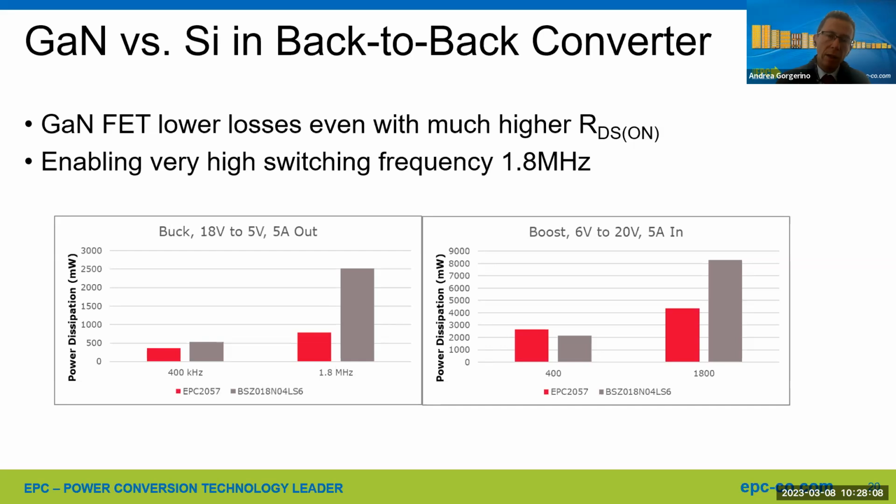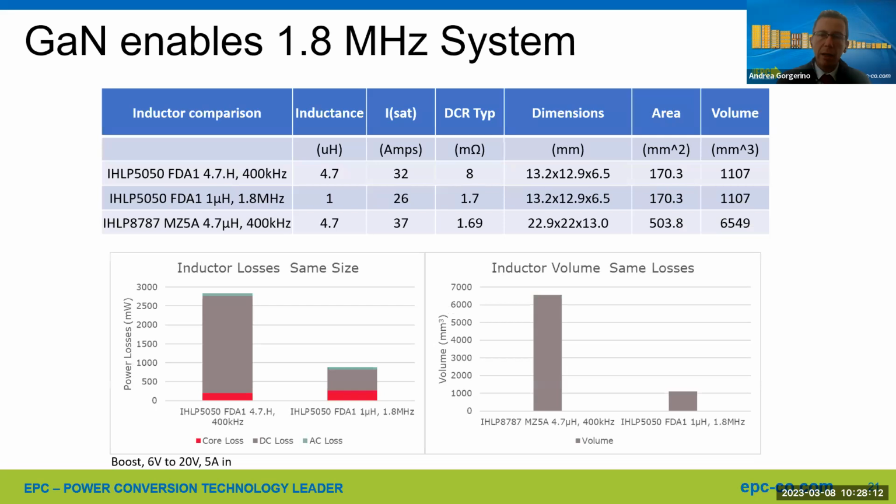What is interesting about this example is that it shows the power density impact. This is the impact at the system level, right? So when you go to 1.8 megahertz, in this particular design example, we were able to go from a 4.7 microhenry inductor to a 1 microhenry inductor.